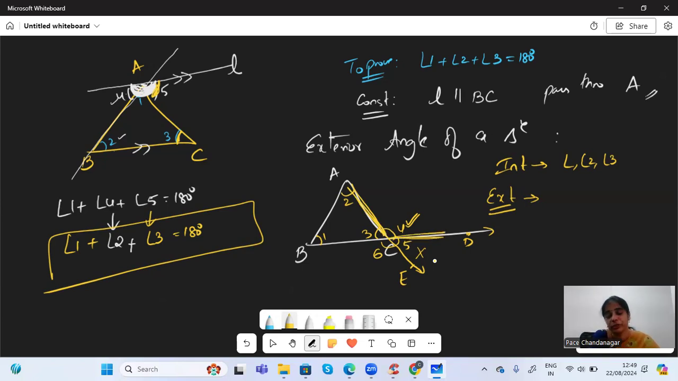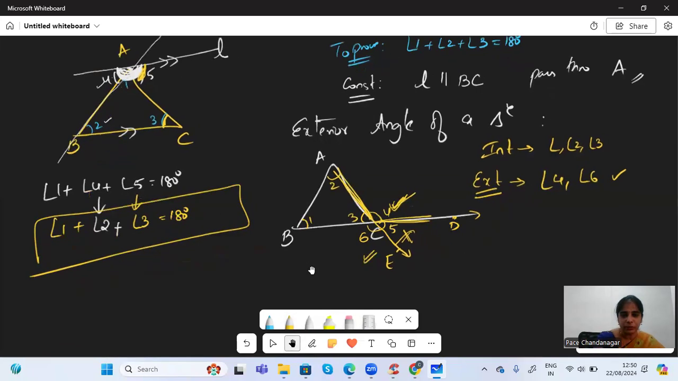Understood? It's not formed with both the sides extended. Hence, you cannot consider 5. So, angle 4 is exterior, angle 6 also exterior, because angle 6 is formed by BC along with the extended side of AC. That is your C. Clear? Understood? So, exterior angles are angle 4 and angle 6 only, not angle 5. Is this point clear for everyone?